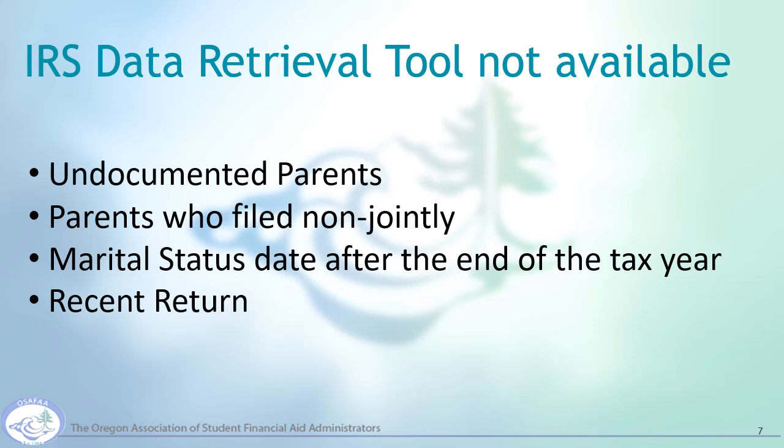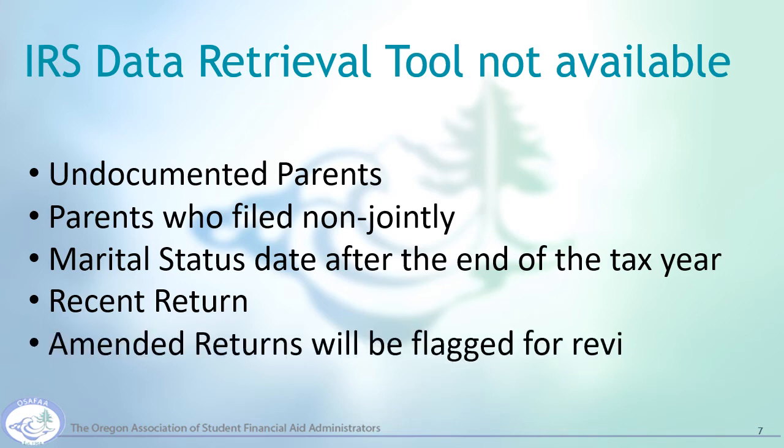Additionally, while a parent who filed an amended return could use the IRS DRT, the student's FAFSA would be flagged as potentially containing inaccurate information. The financial aid office at the school would then contact the student to request the 1040X form to assess the accuracy of the information provided.